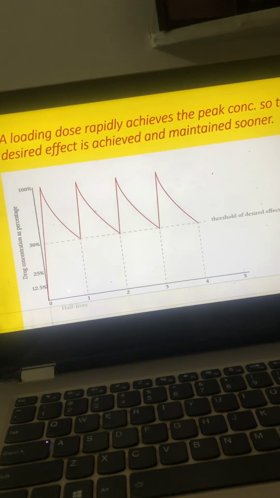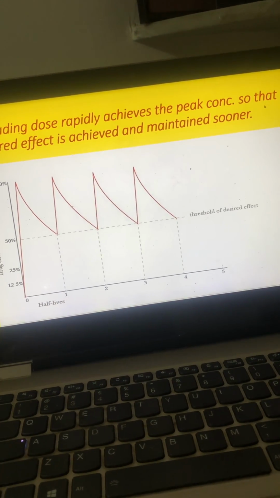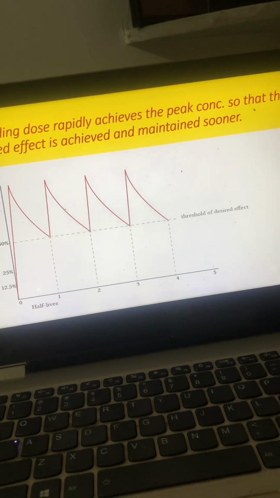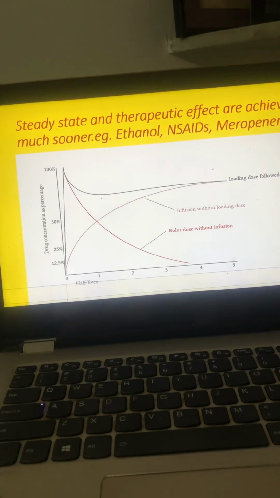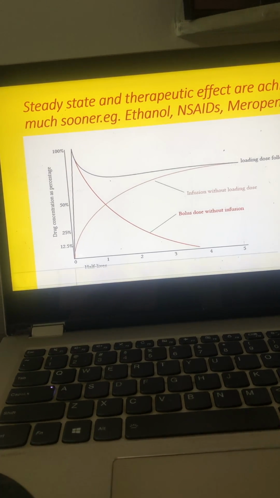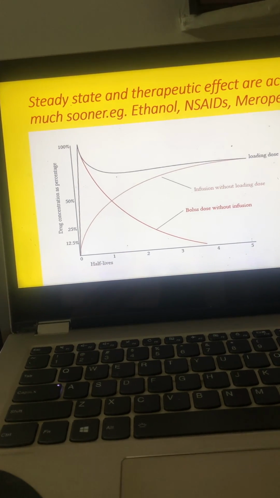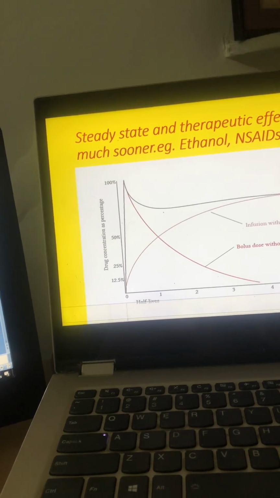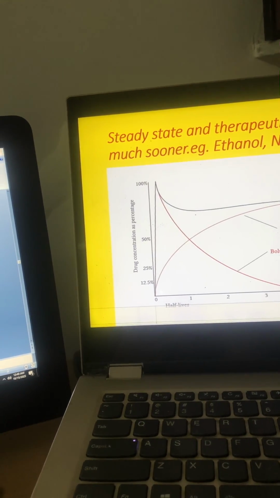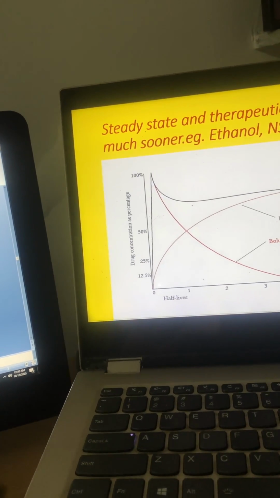Drugs started with loading dose include digoxin, teicoplanin, voriconazole. A loading dose is most useful for drugs that are eliminated from the body relatively slowly, i.e. have long plasma half-life. Then we have graph of the steady state and therapeutic effects achieved much sooner with ethanol, NSAIDs, and meropenem with IV loading dose followed by infusion. Whereas infusion without loading dose, the concentration of drug is slowly increasing, and with bolus dose only without infusion, the concentration is falling.